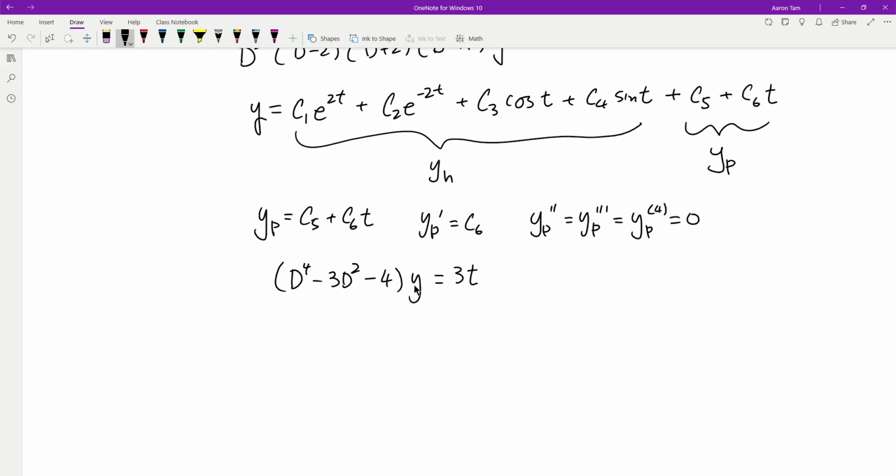And so if I plug in y sub p, the derivative terms become 0 and 0. So therefore it just becomes negative 4 times y sub p, so negative 4 c sub 5 minus 4 c sub 6 t equal to 3t. So therefore that implies c sub 5 must be 0, and negative 4 c sub 6 must equal 3, indicating c sub 6 must equal negative 3 over 4.